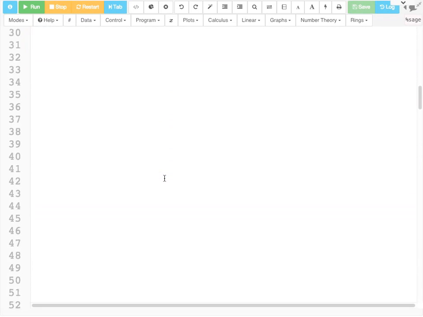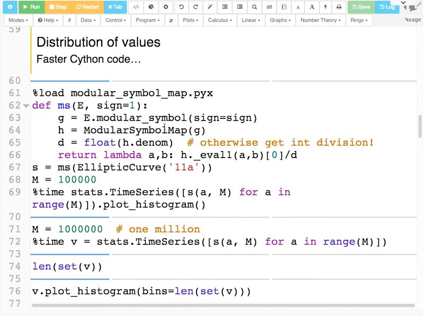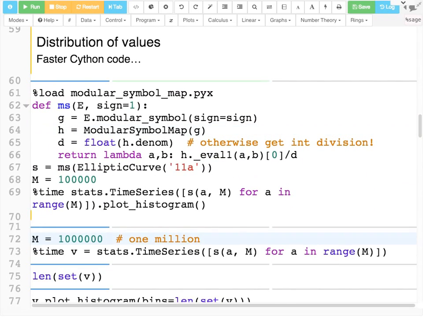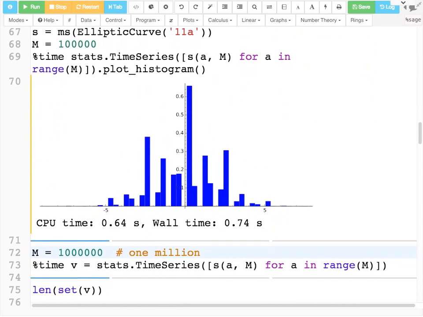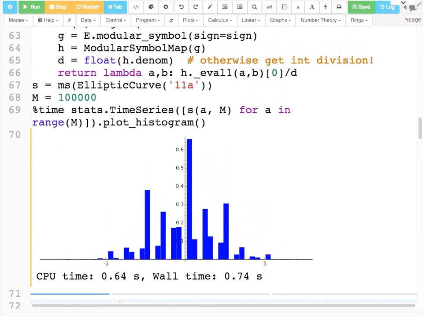So I'm just going to take all these values. This is a bunch of code to make things fast, or at least to load some code that makes things fast. And what I've done is I've evaluated, I just went quickly. This is a frequency histogram of the values of the modular symbol for the elliptic curve 11a at 1 over m, 2 over m, 3 over m, etc.